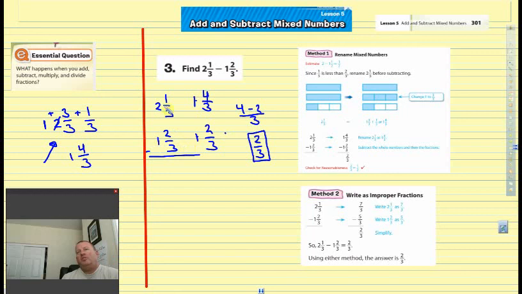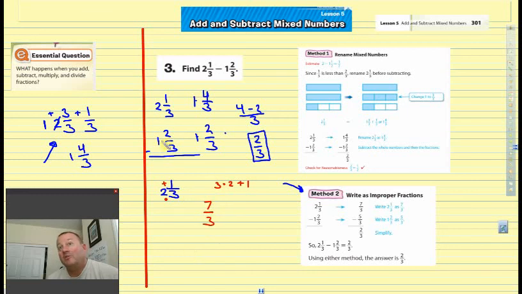The other way is just to change it all into improper fractions. This is this method here. I have no problem with that. You just need to know how to do that. Well, how do I do that? Well, if I take 2 1/3, I multiply and then I add. 3 times 2 plus 1. I'll write that out. 3 times 2 plus 1. 3 times 2 is 6 plus 1 is 7. So I end up getting 7/3.